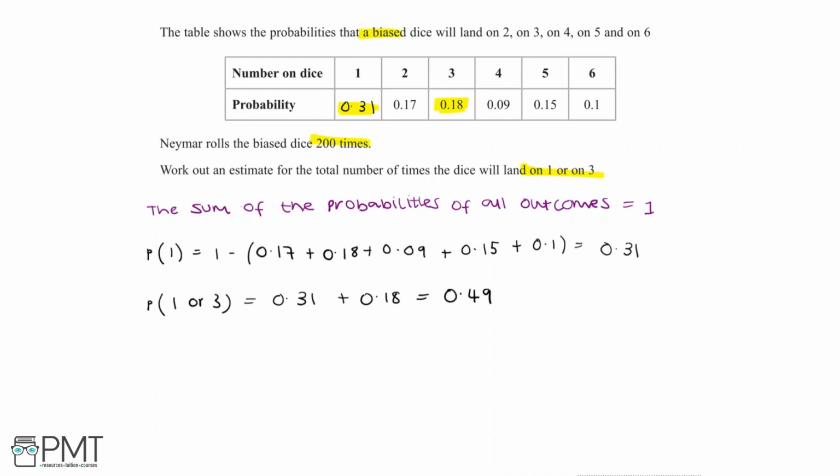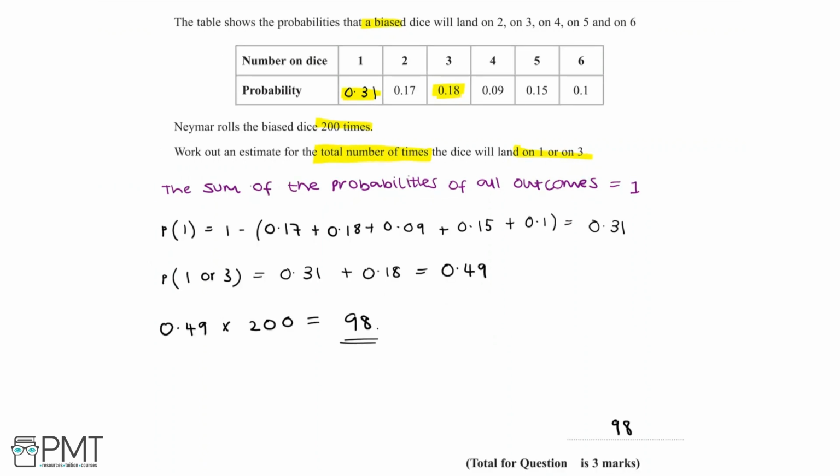And so now that we've found the probability that the dice will land on 1 or on 3, we can go ahead and find an estimate for the total number of times that the dice will land on 1 or on 3. And we're told that Neymar rolls the biased dice 200 times. And so to find the total number of times, we'll do 0.49 multiplied by 200, and we'll get a final answer of 98 times.